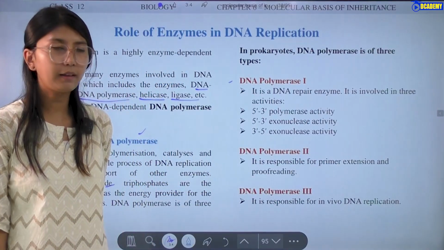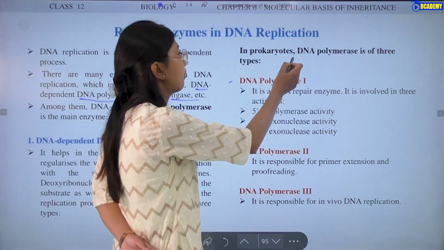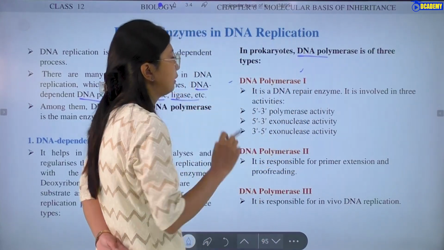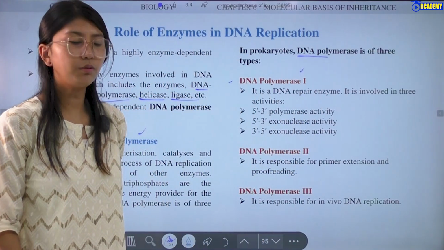Prokaryotes like bacteria, for example E. coli, replicate with DNA polymerase 1, DNA polymerase 2, DNA polymerase 3.